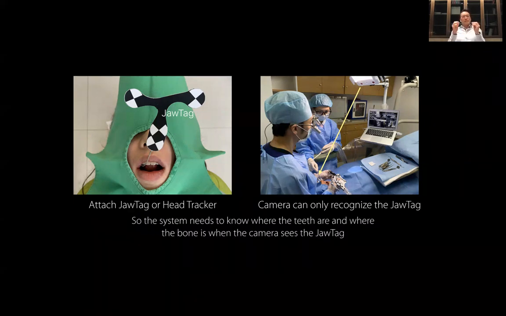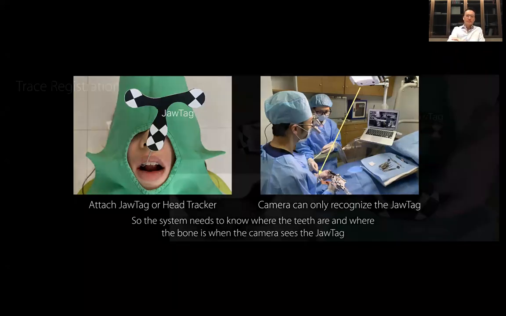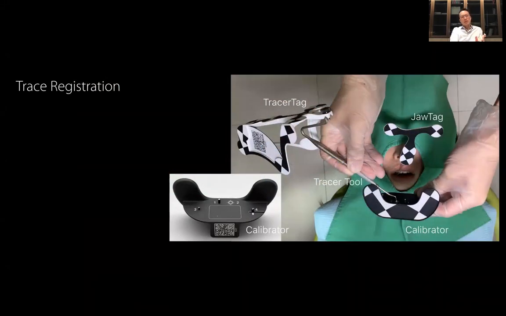So the system needs to know where the teeth and bone are when the camera sees this jaw tag. To do that, we need to do a process called trace registration. This is a unique procedure that Navident has, and I know X-Guide also came up with a similar process recently. For trace registration, we have an instrument here that looks like an explorer, called a tracer tool. At the end of the tracer tool, we attach this checkerboard pattern, called a tracer tag.